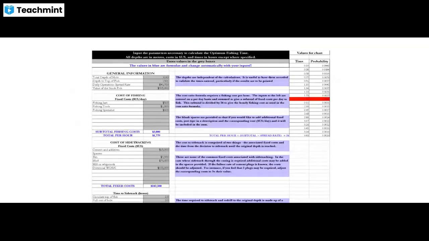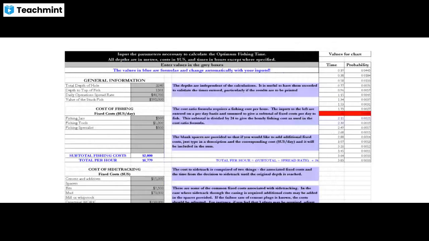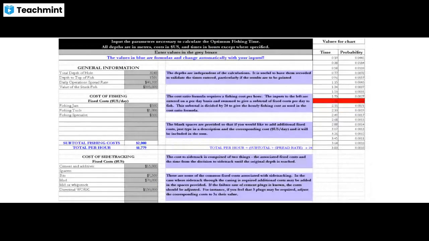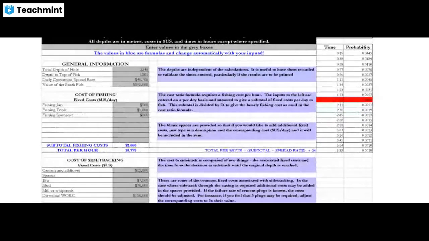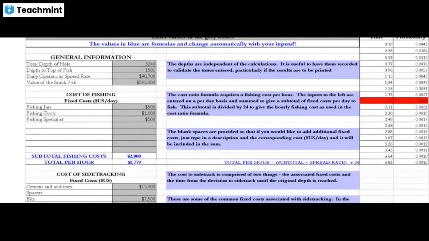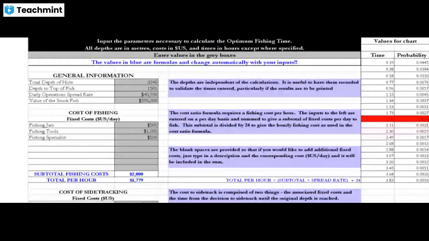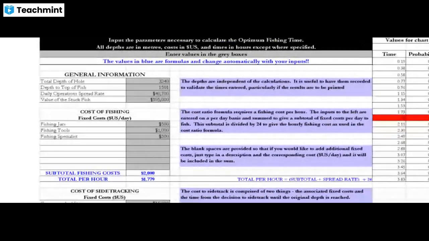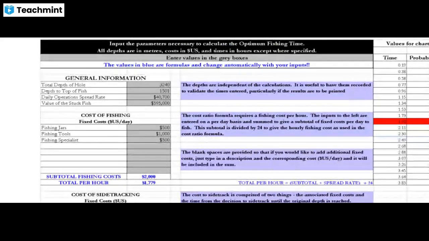Then next is number 6. You can see here the operations, the general information and formulas which you are putting in. General information includes the total depth of the hole, the depth of the top of the fish, the daily operations, the spread rate, and then the value of the stuck fish. These are the input parameters to calculate the optimum fishing time, which are shown here.